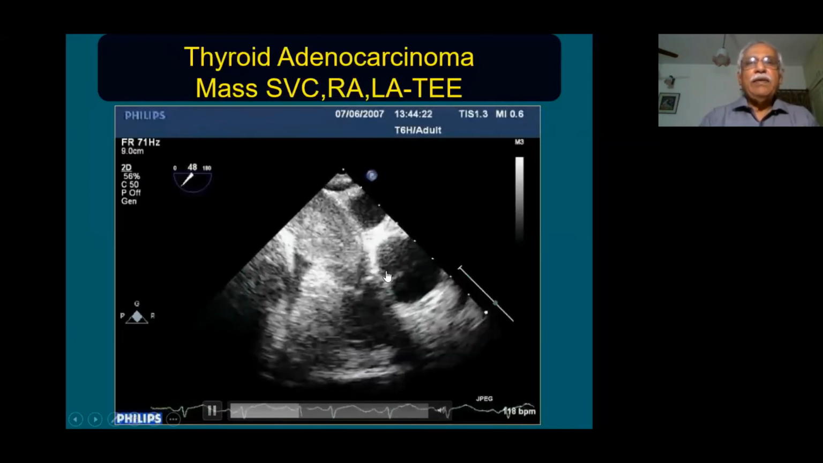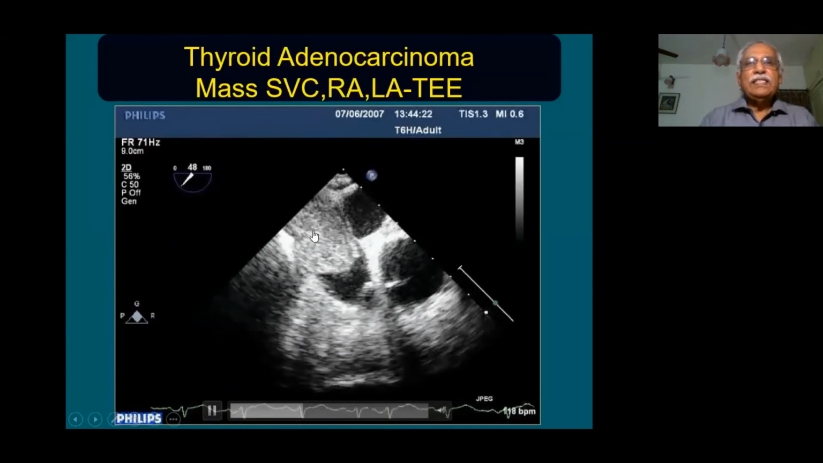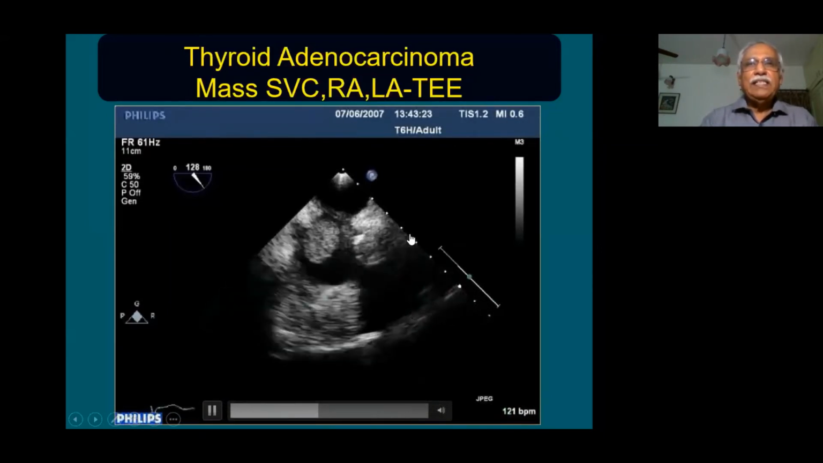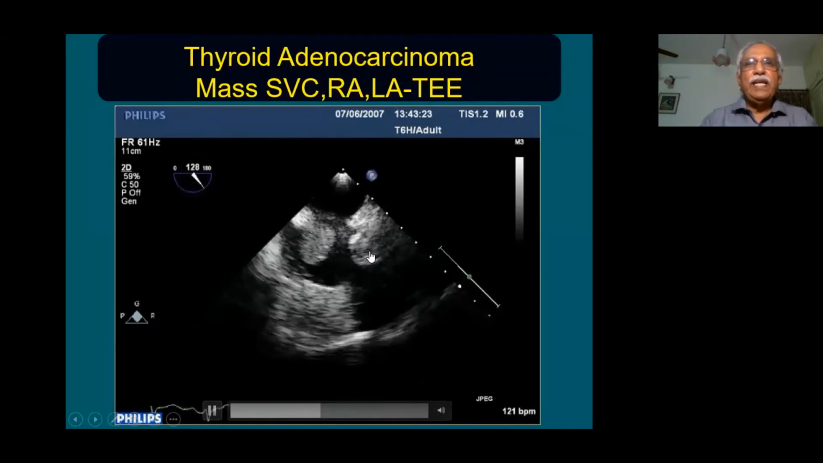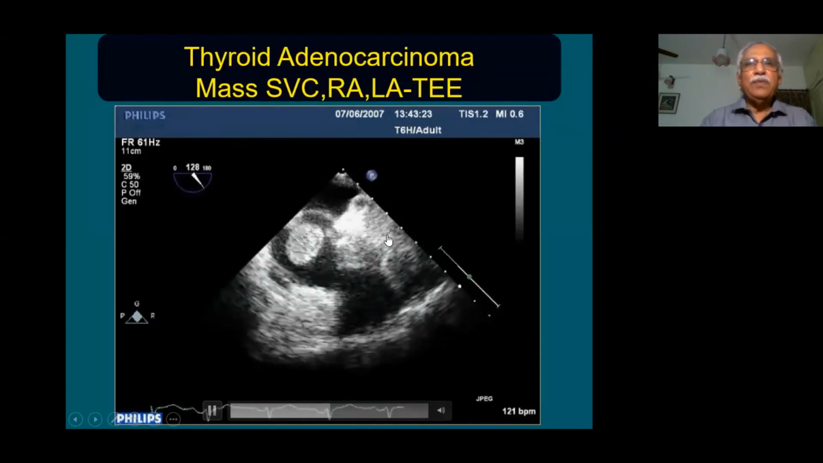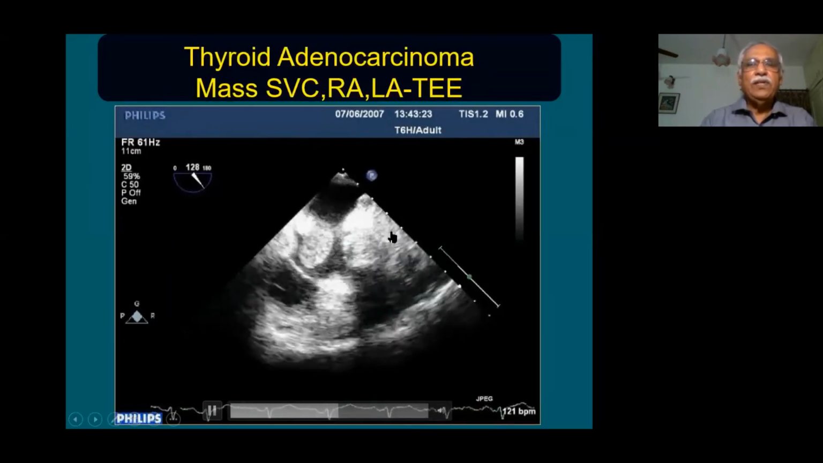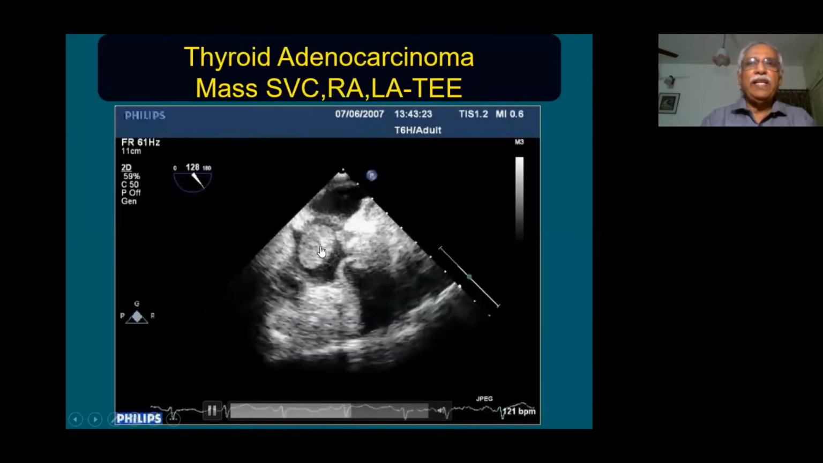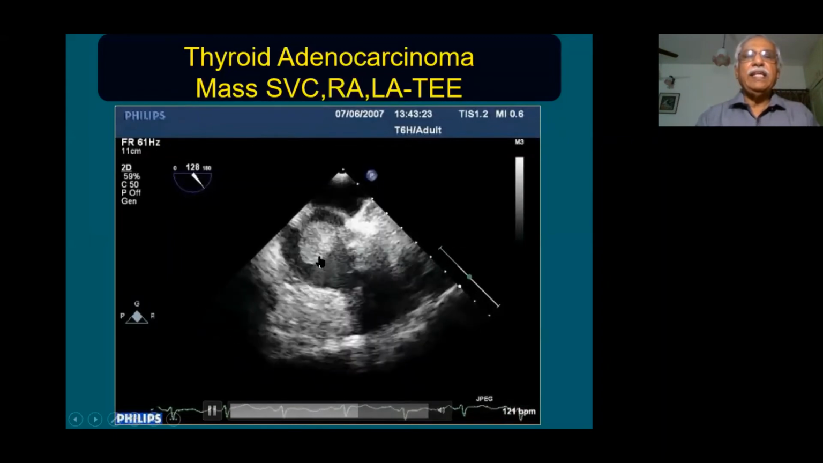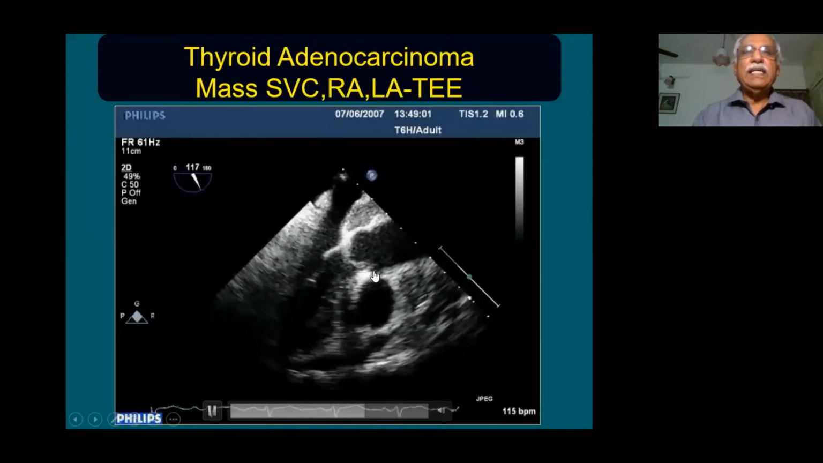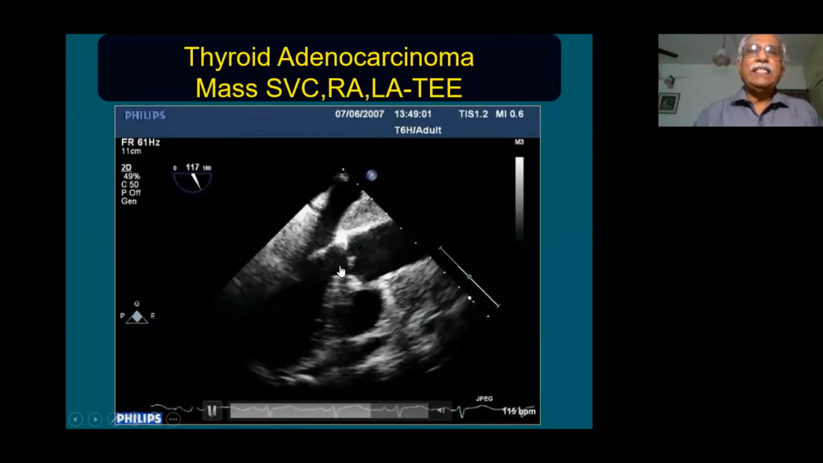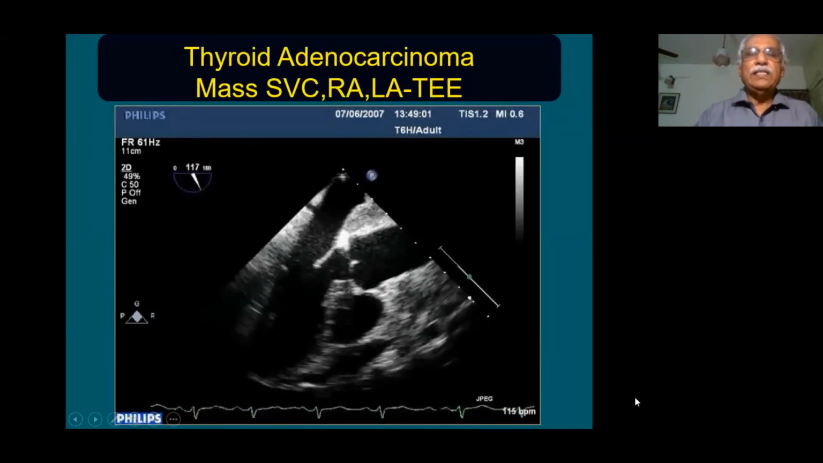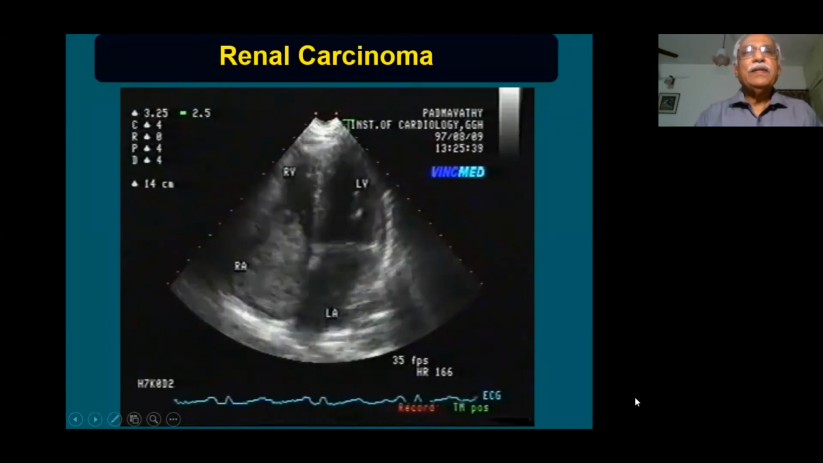We'll come to the bicaval view. You can see a large mass present inside the right atrium. The mass is extending through the superior vena cava. You can see this is the region of the superior vena cava in the bicaval view, and you can clearly see that the mass is extending through the superior vena cava and coming into the right atrium. So this was a patient with thyroid carcinoma, which was extending into the right atrium and the left atrium through the superior vena cava.